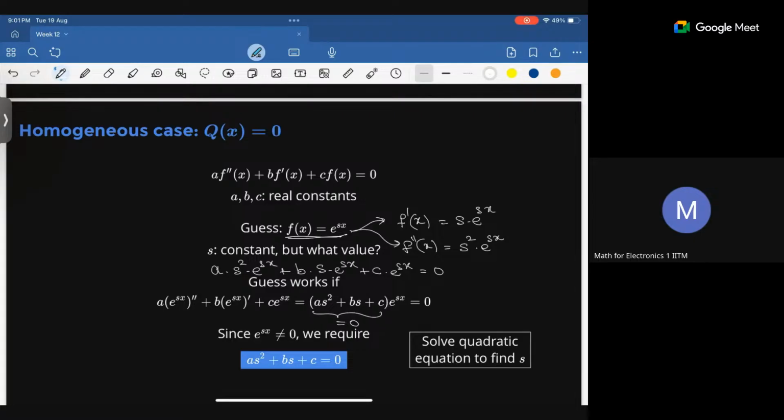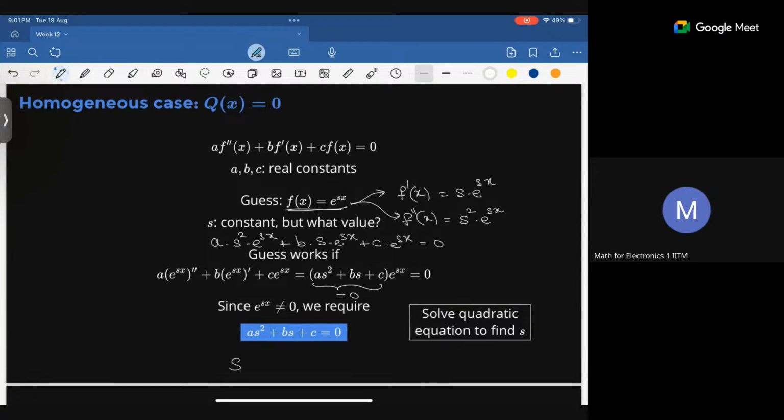So we will pick s such that as square plus bs plus c is equal to 0, which is a quadratic equation, and we can solve the quadratic equation and find s. Right, so we have the standard formula also. We can use it: minus b plus or minus square root of b square minus 4ac, divided by 2a. Right, so this will be s, and for these s's, e power sx is a solution. And if you clearly see, there are two possible s's, maybe one. It depends on how many roots this quadratic equation has.